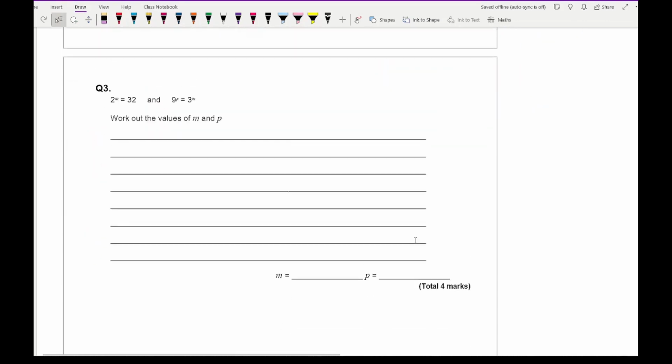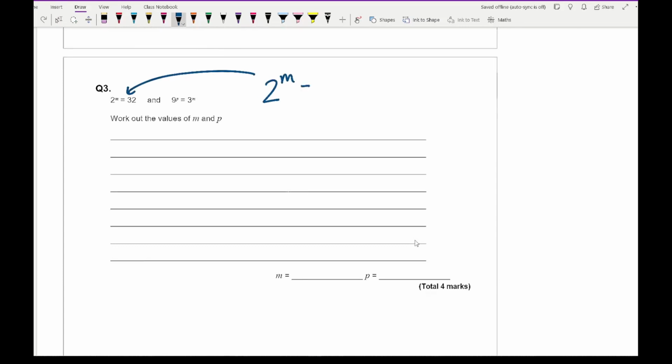Moving on to question 3, so this is looking at indices. Now let me just write out these again just in case they're not that clear on the screen. So it says 2^m equals 32 and 9^p equals 3^m. I don't know why I wrote 3, let's get rid of that.